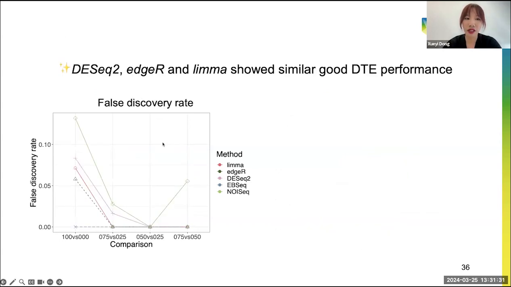And then we looked at the false discovery rate and true positive rate using the sequins, because we know all the ground truth. So in here, we found out that the method NOISeq is not controlling the false discovery rate well in the comparison of the pure samples.